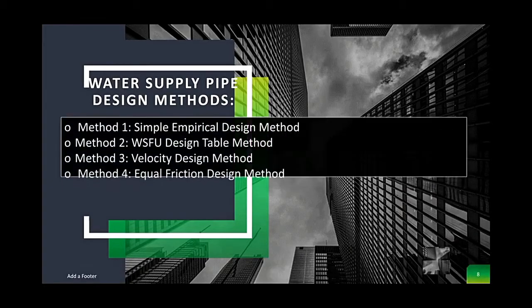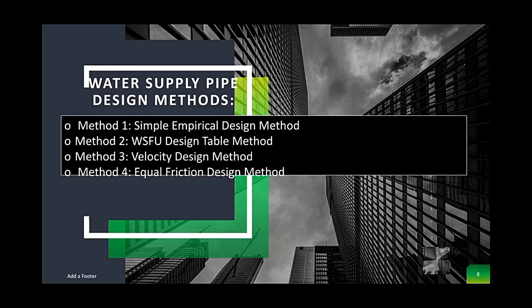So let's now move on to the main topic, the water supply pipe design methods. We have 4 methods. Method 1 is simple empirical design method. Method 2 is the WSFU or the water supply fixture unit design table method. And method 3 is the velocity design method. And method 4 is the equal friction design method.